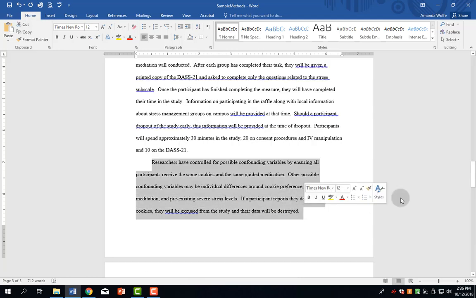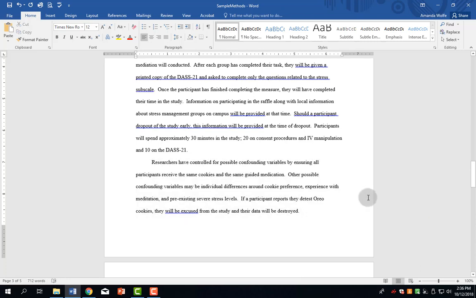The second paragraph also talks about confounding variables. I have talked about in the first sentence what variables I've specifically tried to control for. Specifically, that participants all receive the same type of cookie or the same type of guided meditation. Oh, there's another spelling error. But I've also outlined other potential confounding variables. These are cookie preferences, experience with meditation, and pre-existing severe stress levels.